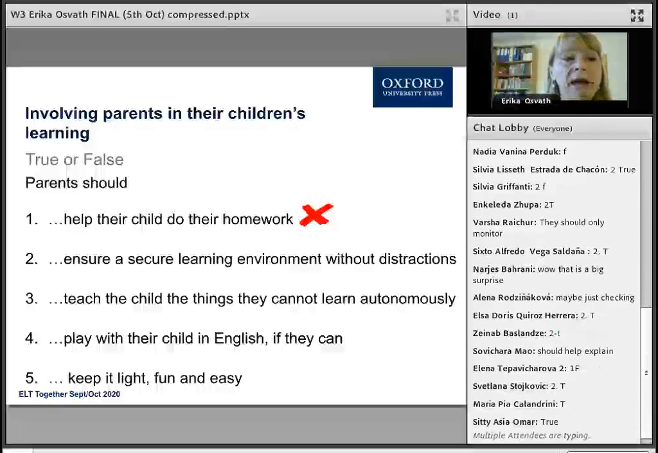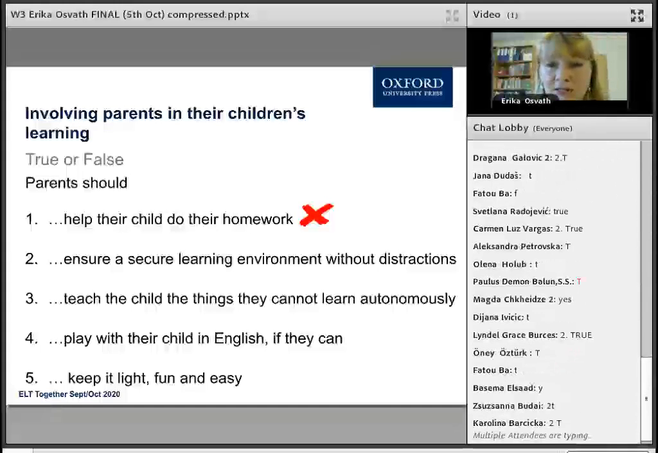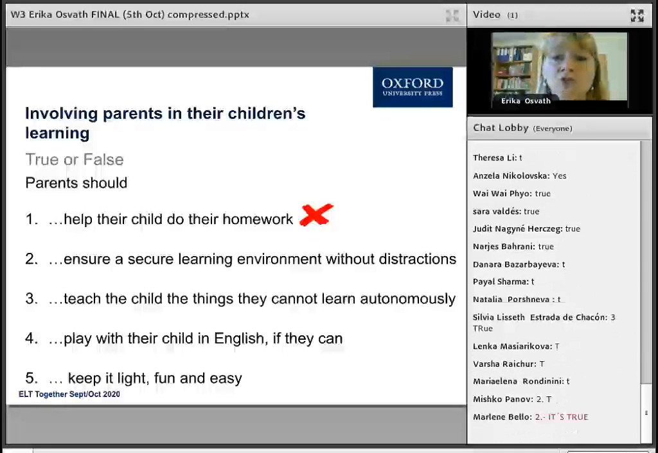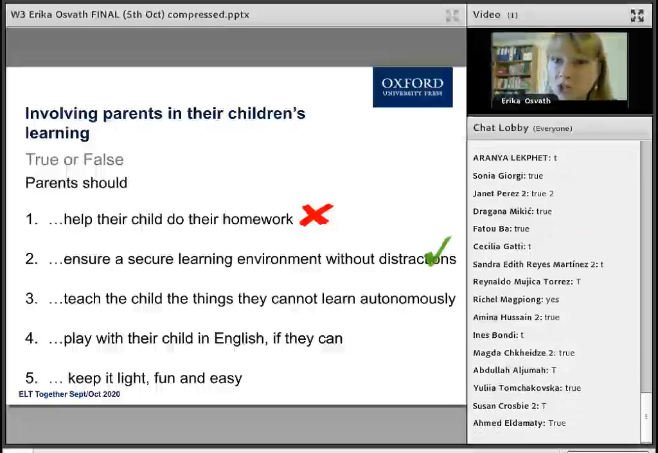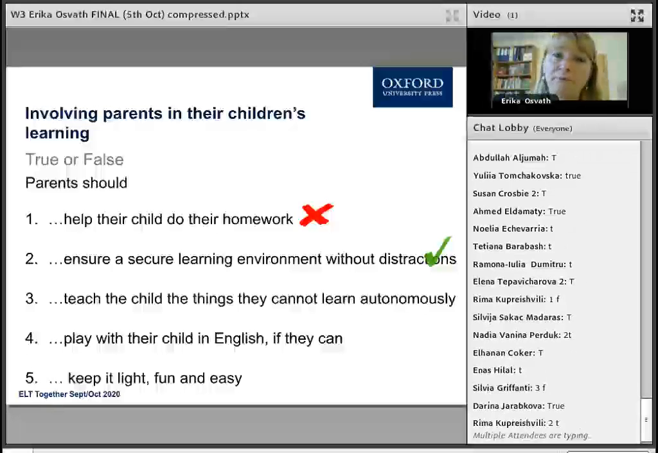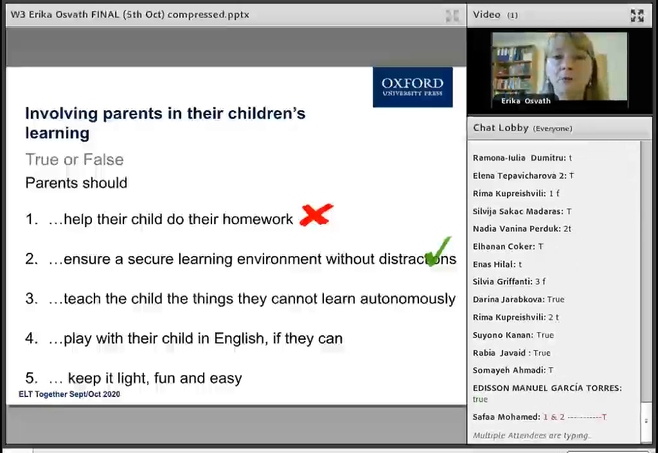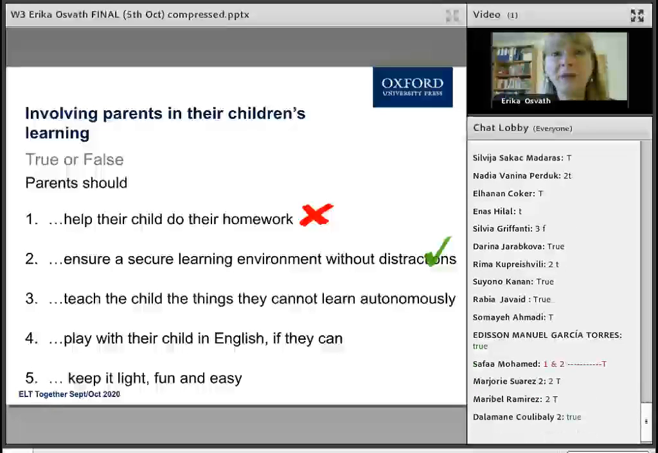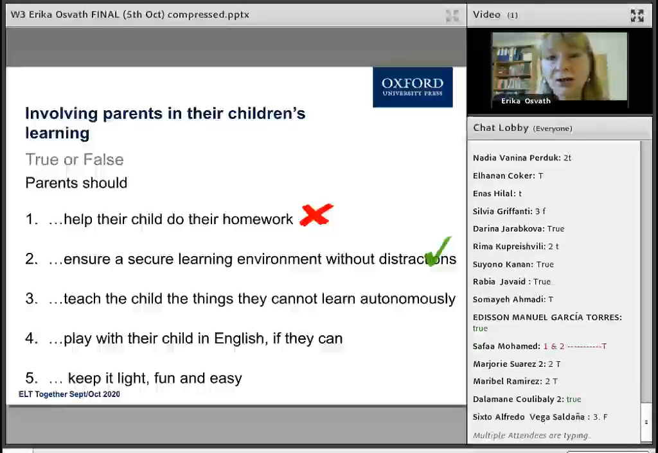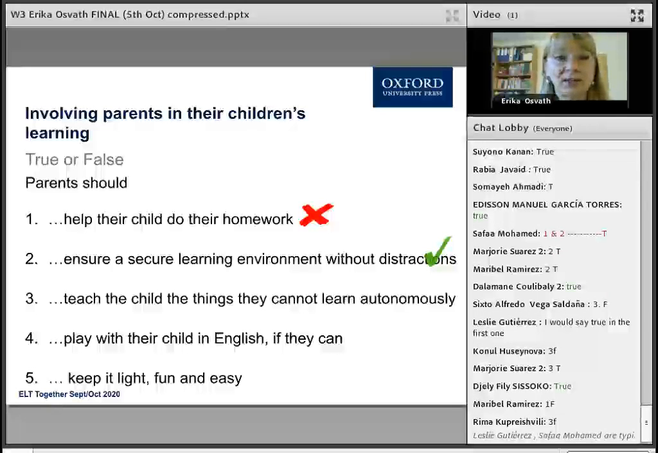Number two, parents should ensure a secure learning environment without distractions. Number two, true or false? True, absolutely. Now, this is what we should be expecting from parents. This is key, especially in the online environment, for a child to be able to focus. We have to make sure that we tell parents, please remove all the distractions from around the laptop, from around the area where your child is. You know your child best. Please make sure that there is nothing that could distract your child.